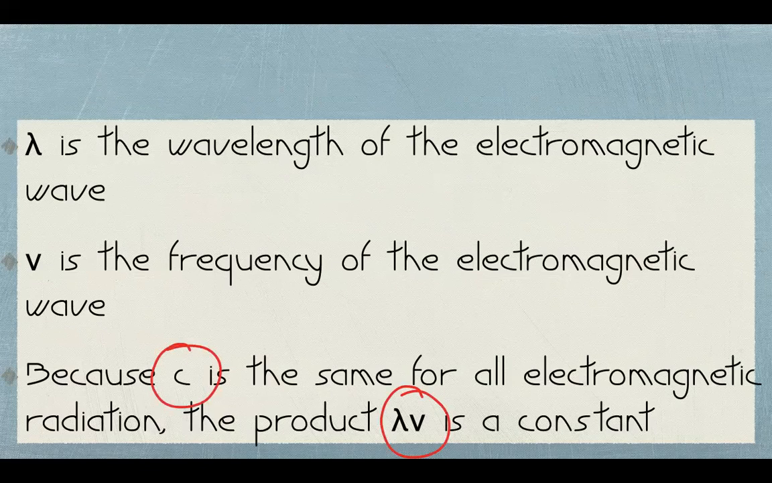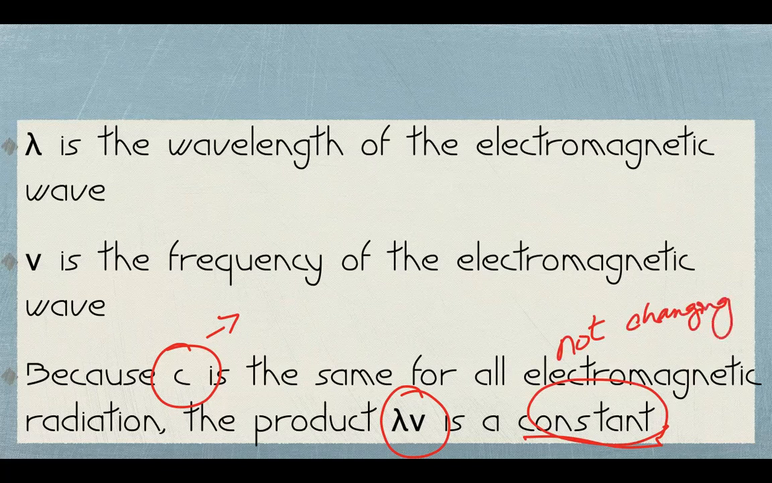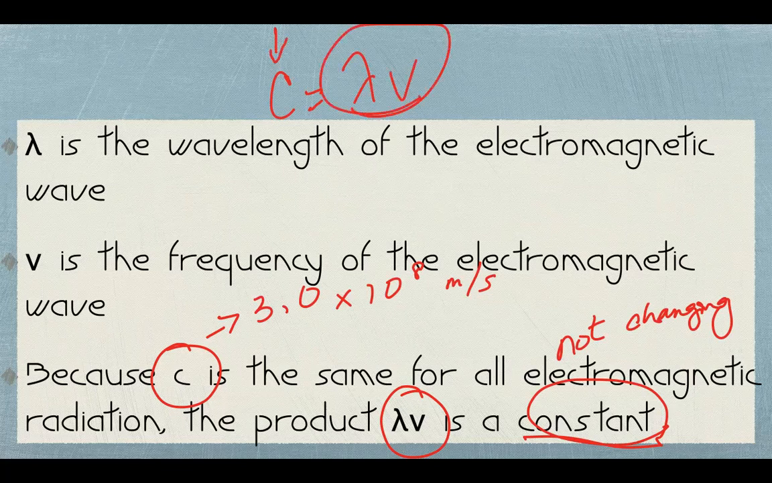Do you know what I mean by constant? You know what constant means, in relation to a variable, I mean? It means not changing. So it never changes. C is the speed of light. The speed of light is always 3.0 times 10 to the 8 meters per second. So that's a constant. It's always like that. So if you have C equals wavelength times frequency, if this is constant, it means this together has to be constant.